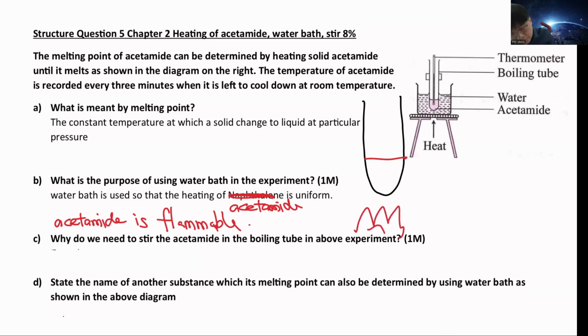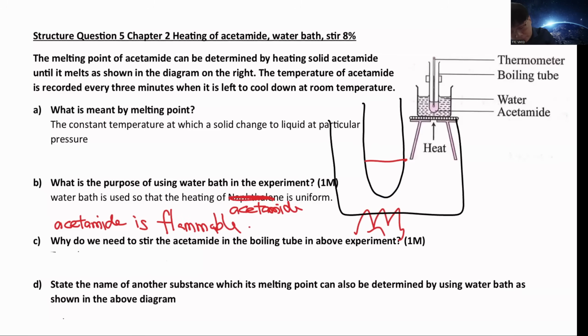If you direct heat below here, only the bottom part is hot. But if you put into a water bath, then it is able to heat them at 100 Celsius, because fire directly is 300 Celsius, 400 Celsius. Water maximum 100 Celsius. And water bath also heats uniformly. So there are two reasons you need to write. Acetamide is flammable, cannot direct heating. Second one, you write water bath can be used to heat the acetamide uniformly.